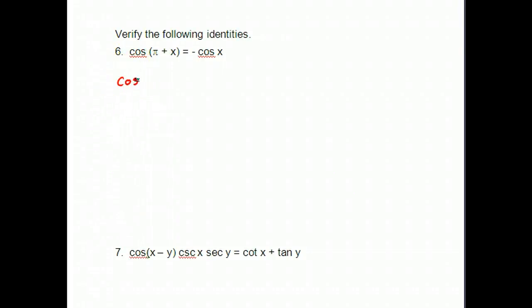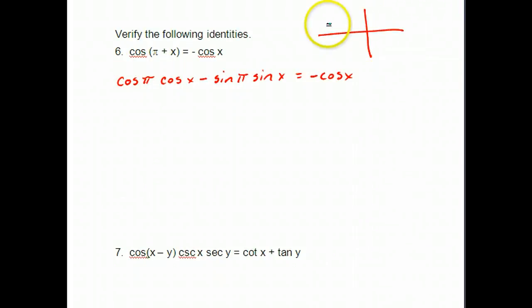So I've got cos of pi cos x, and this one's plus, so that means I'm going to go minus sine pi sine x, and I'm going to see if I can make that equal minus cos x. So I've just applied my addition formula to this side, and now we're going to see what we get. So cos of pi, let's draw our thing. So pi is here, so the x value of that is minus 1.